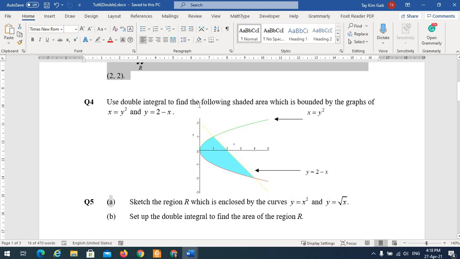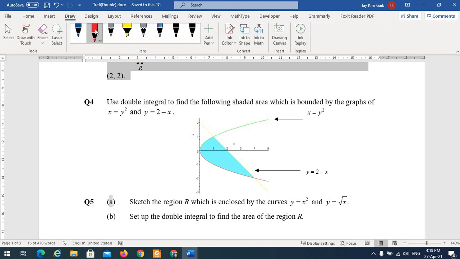So you want to find the shaded area bounded by the graphs here. x equal y squared, so your parabola is actually open to the right hand side. If you have y equal to x squared, then your parabola opens up along the positive y axis. And this one, x equal y squared, opens to the right.